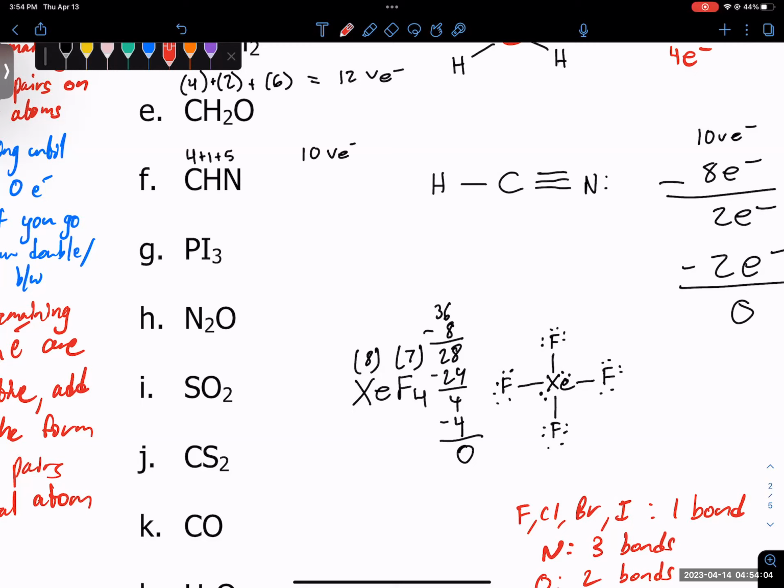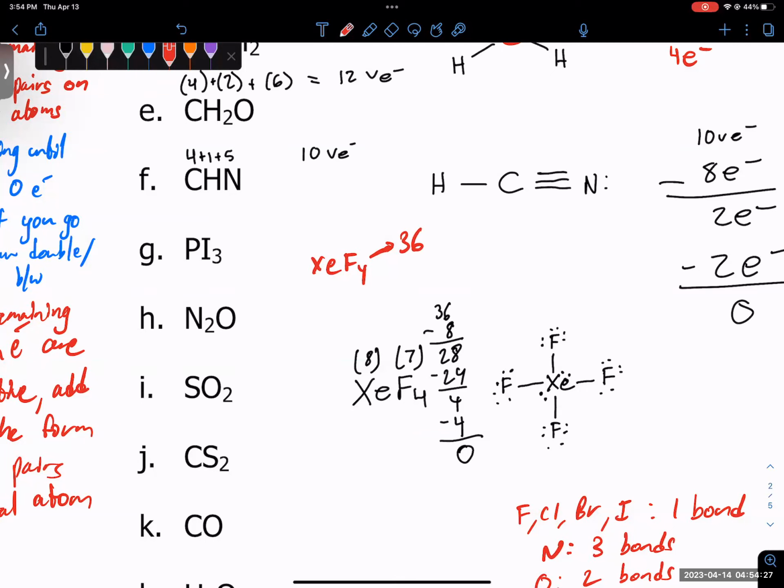Y'all ready for the shortcut? All right. XeF4. Here's how this is a shortcut, by the way, to determine the number of lone pairs on your central atom. First of all, you're going to find your total valence electrons, which is what we did. We said 36 valence electrons.